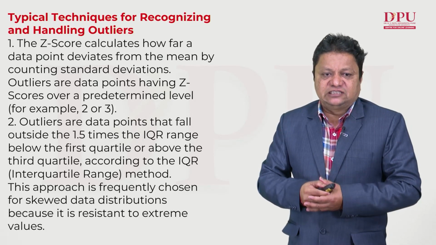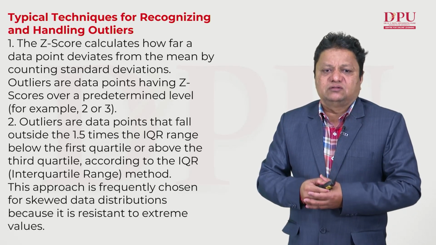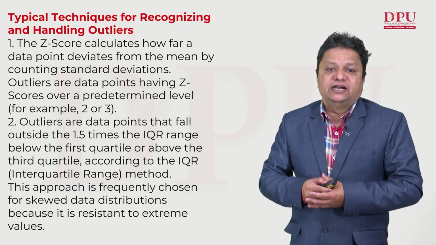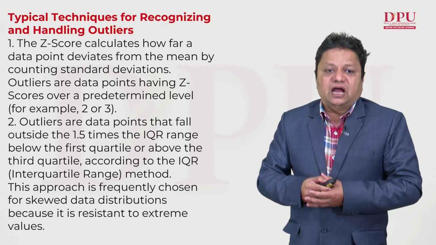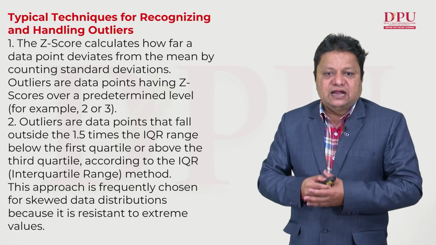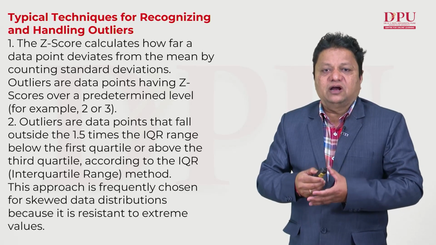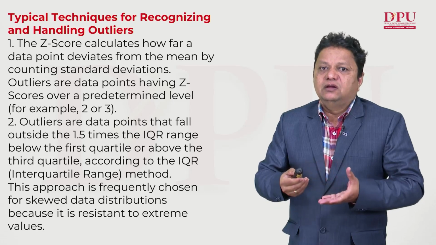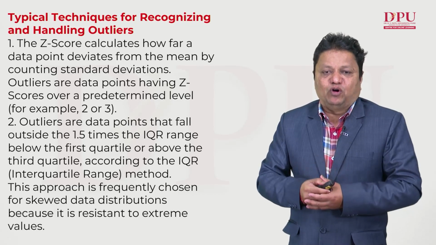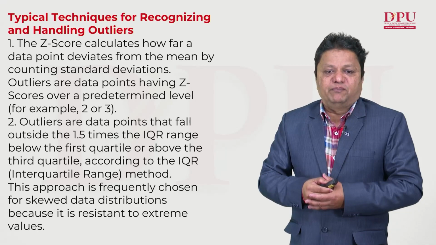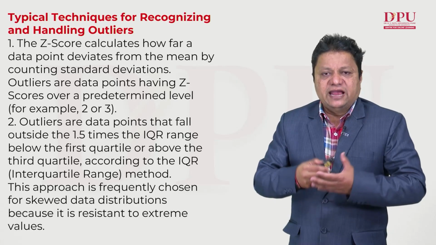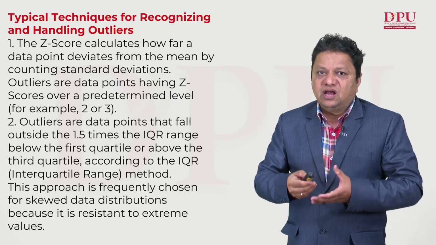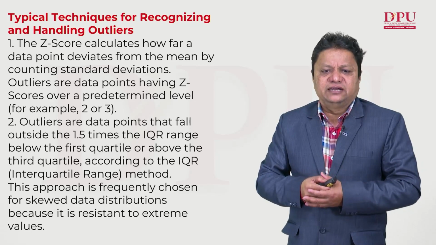Again, there are some techniques. Say for example, I can use the z-score technique, which will calculate how far a data point deviates from the mean by counting the standard deviation. The outliers are the data points having a z-score over a predetermined level. For example, it can be 2 or 3. So if the z-score is over the predetermined value, for example 2 or 3, I can consider that value as an outlier.